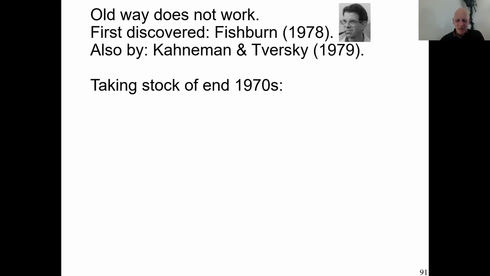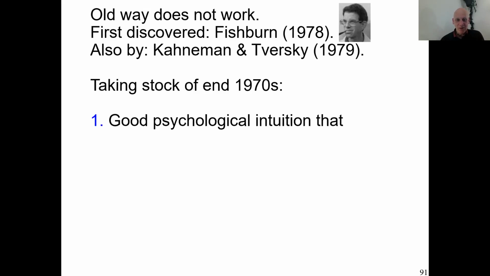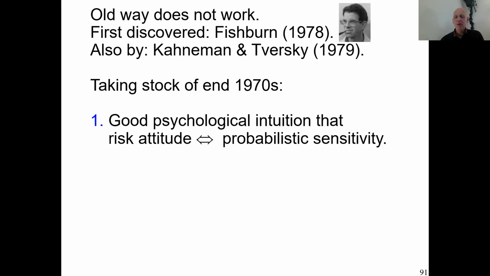So at the end of the 1970s, the situation was this. I still think that the intuition of psychologists, that how people feel about probability has more to do with risk attitude and how people feel about outcomes, is absolutely right empirically speaking. We need to get that in a theory that stays. But almost the only natural formula that people could think of just doesn't work. We need a better formula.